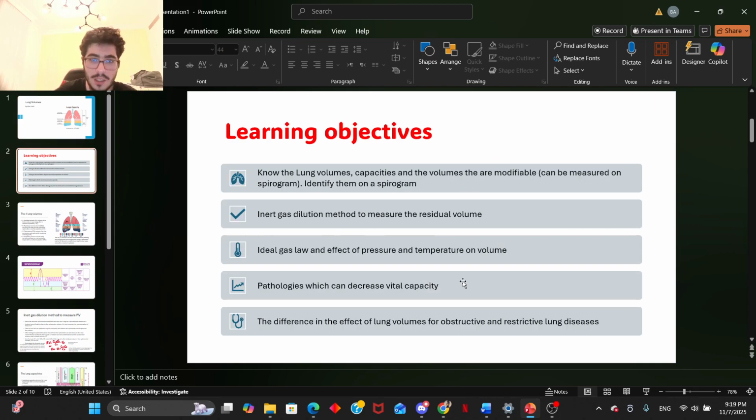This is P17. So let's start here. These are the learning objectives. We're going to have to know the lung volumes, the lung capacities, and the volumes that are modifiable. And we're also going to be able to identify them on a spirogram.